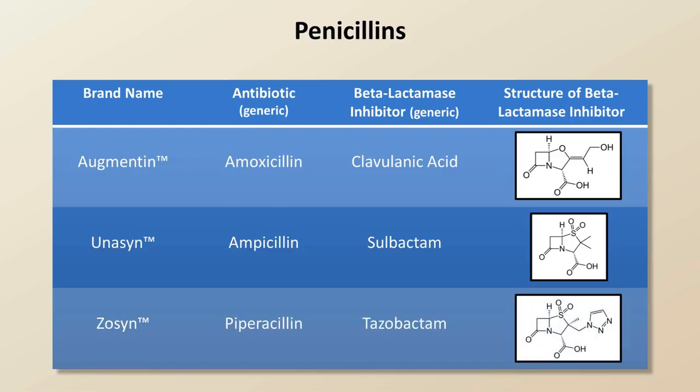You can see that all of the beta-lactamase inhibitors are themselves beta-lactams. The addition of the beta-lactamase inhibitor significantly increases the spectrum of activity of these drugs so that they can be used against bacteria which are commonly resistant to the penicillin antibiotic alone.